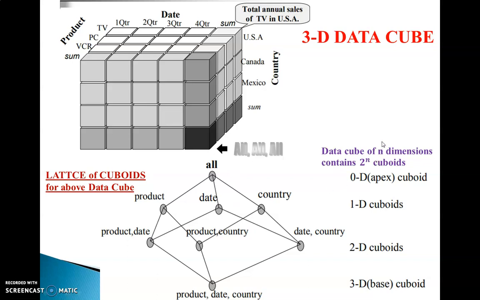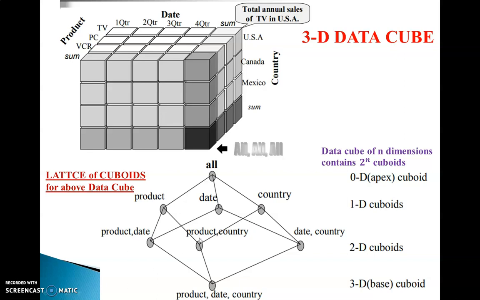If there are 4 dimensions, then it is 2 raised to 4. So 2 into 2 into 2 into 2: 2 to 4, 4 to 8, 8 to 16. So 16 cuboids. If there are 4 dimensions, it contains 16 cuboids. Since here there are 3 dimensions, it contains 8 cuboids.